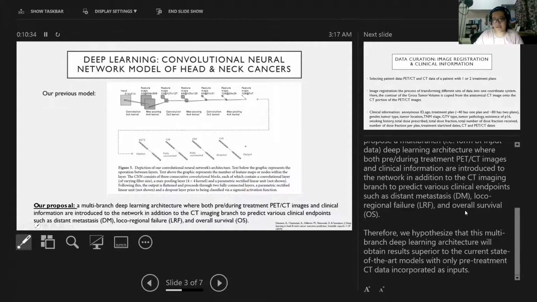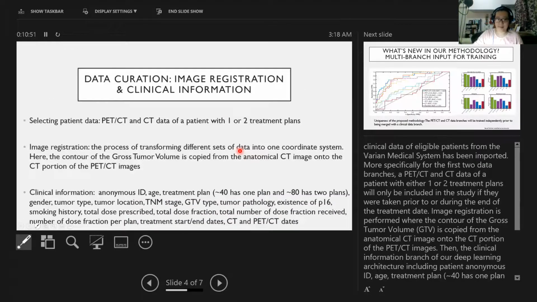So therefore, we hypothesize that the multi-branch deep learning architecture will obtain results superior to the current state-of-the-art models with only pre-treatment CT data incorporated as inputs because we have this multi-branch feature.